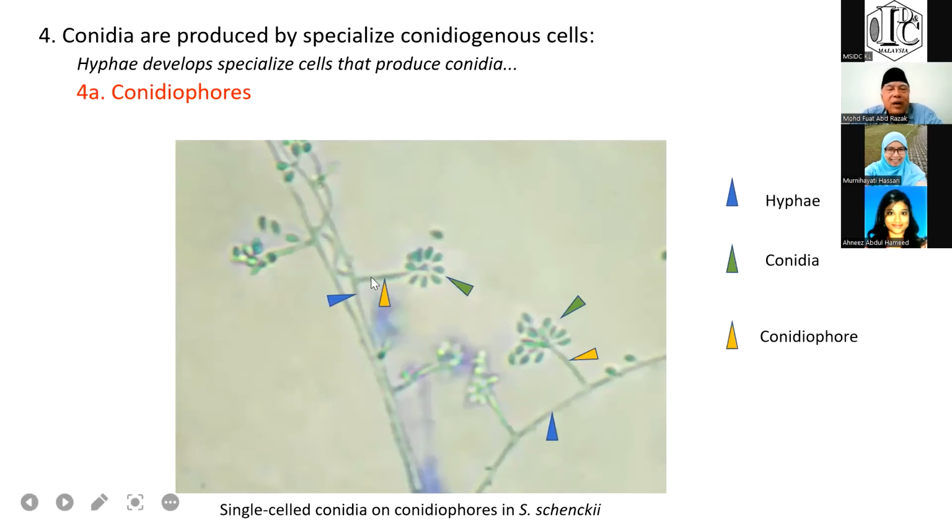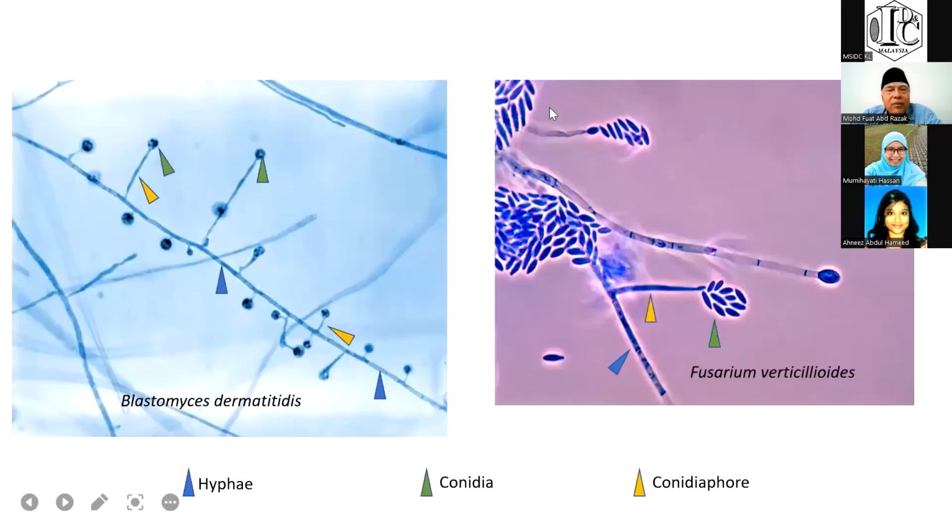Okay, so anyway, this is an important key morphological character in mold. We call it conidiophore. Okay, two more examples of fungus with conidiophore: one is Blastomyces dermatitidis. So this is the conidiophore, which looks almost similar to hyphae, and it produces single cell conidia at the tips of the conidiophore. In Fusarium, this is the conidiophore. It produces conidia in balls from the conidiophore.